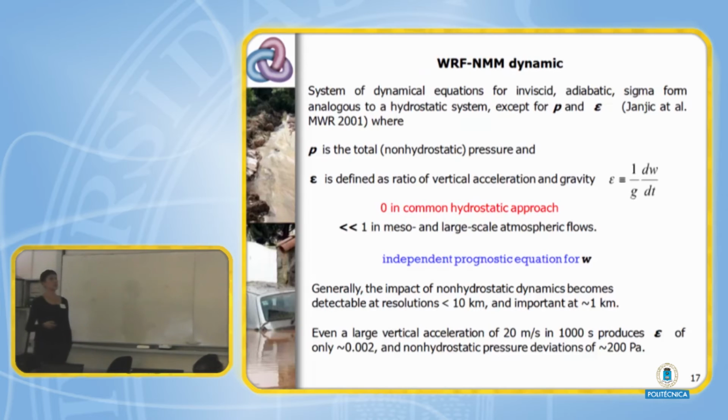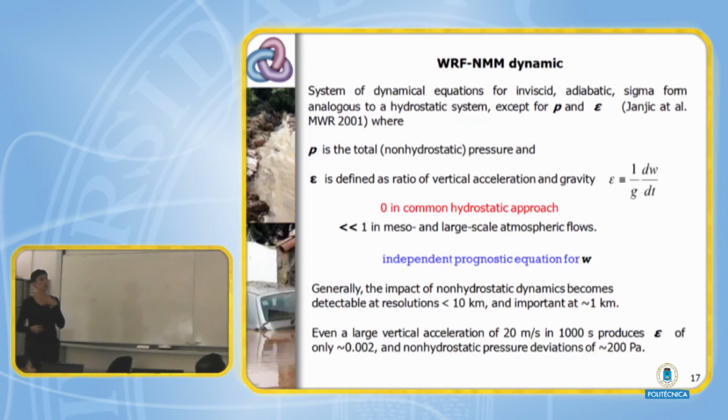And the dynamics in WRF NMM, as I told already, is the dynamics for the inviscid adiabatic sigma form, analogous to a hydrostatic system, and then we introduce two parameters, P and epsilon, based on the original idea of Professor Janjić. P is the total or non-hydrostatic pressure, and epsilon is defined as the ratio of vertical acceleration and gravity. This definition means that we have an independent prognostic equation for W, the vertical velocity. So we are including vertical velocity through the parameter epsilon. If we use epsilon equal to 0, it is the common hydrostatic approach.